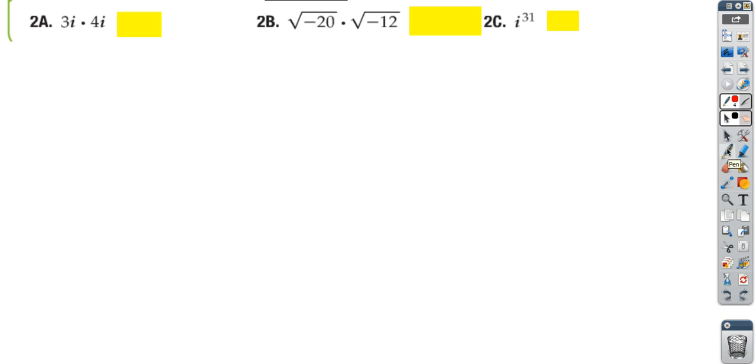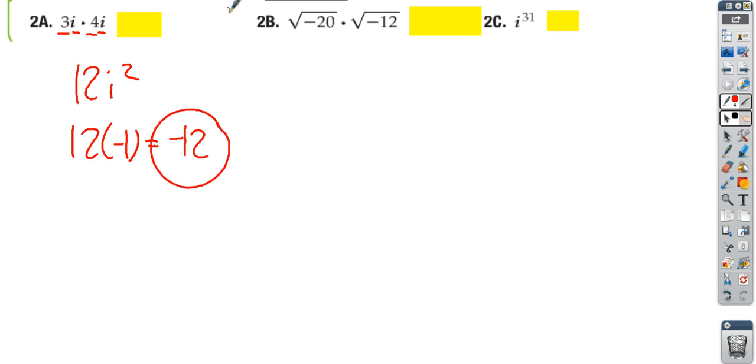Alright, let's do a couple more of these. So 3i times 4i. 3 times 4 is 12. i times i is i squared. We already said i squared is negative 1. So the final answer should be negative 12.